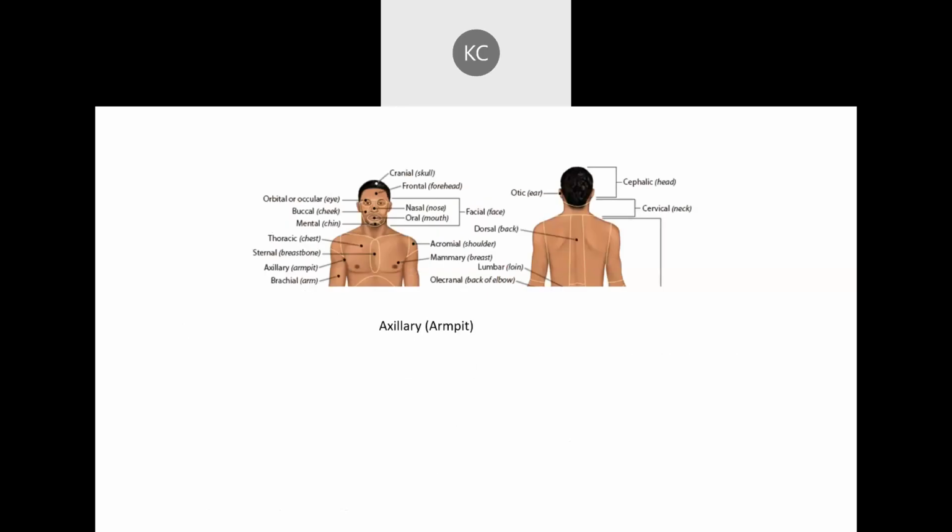So these are areas around the head and neck, right? We also have ones associated with our trunk. So things like the mammary region or the breast, the pectoral region, the chest, sternal region, the sternum, and then the axillary region is our armpit, right?